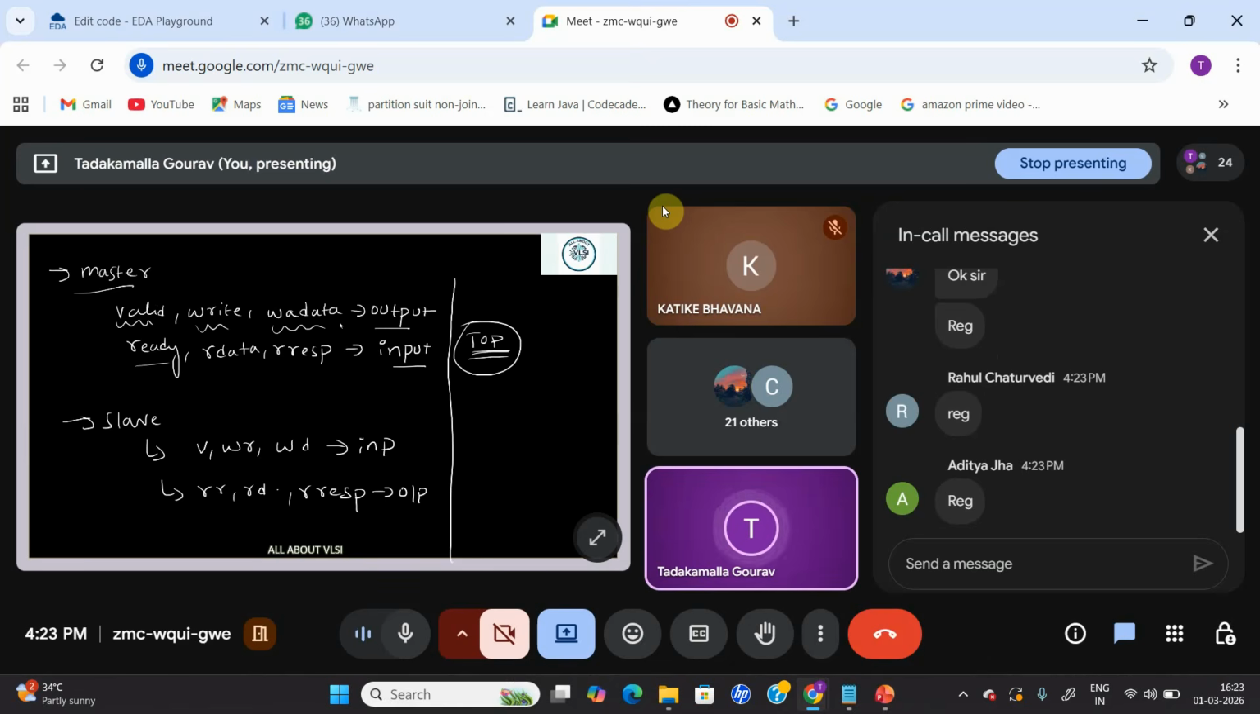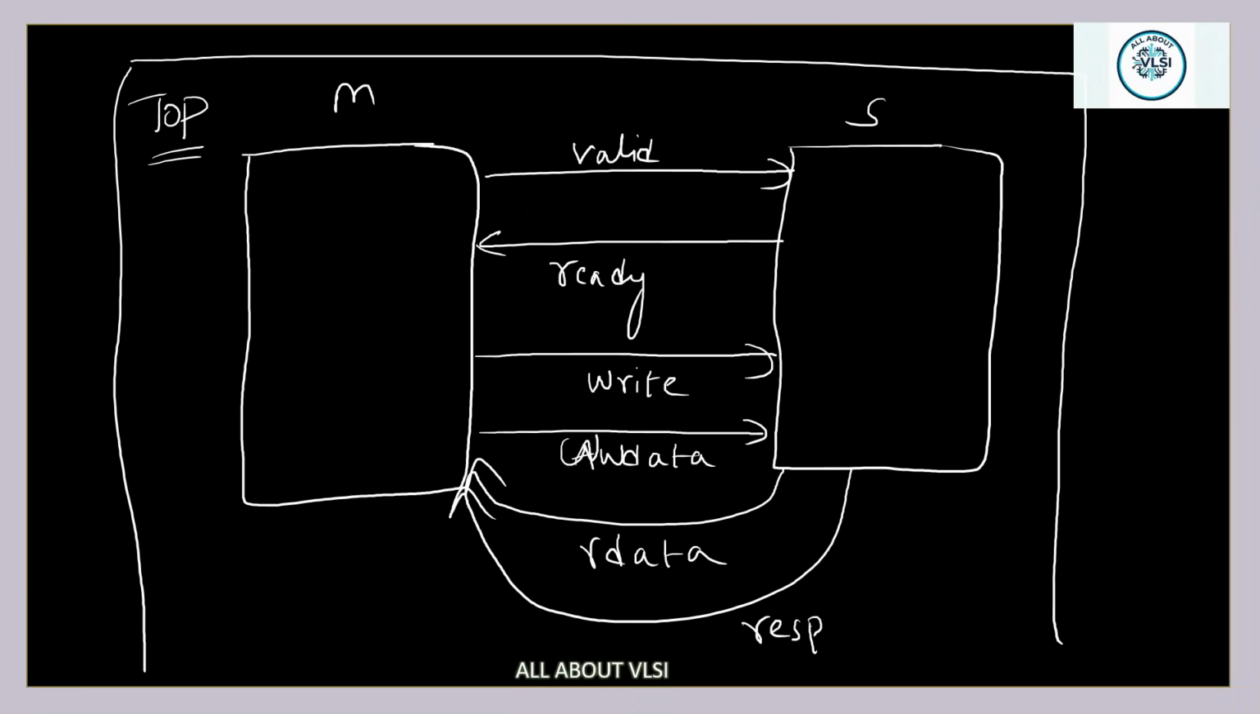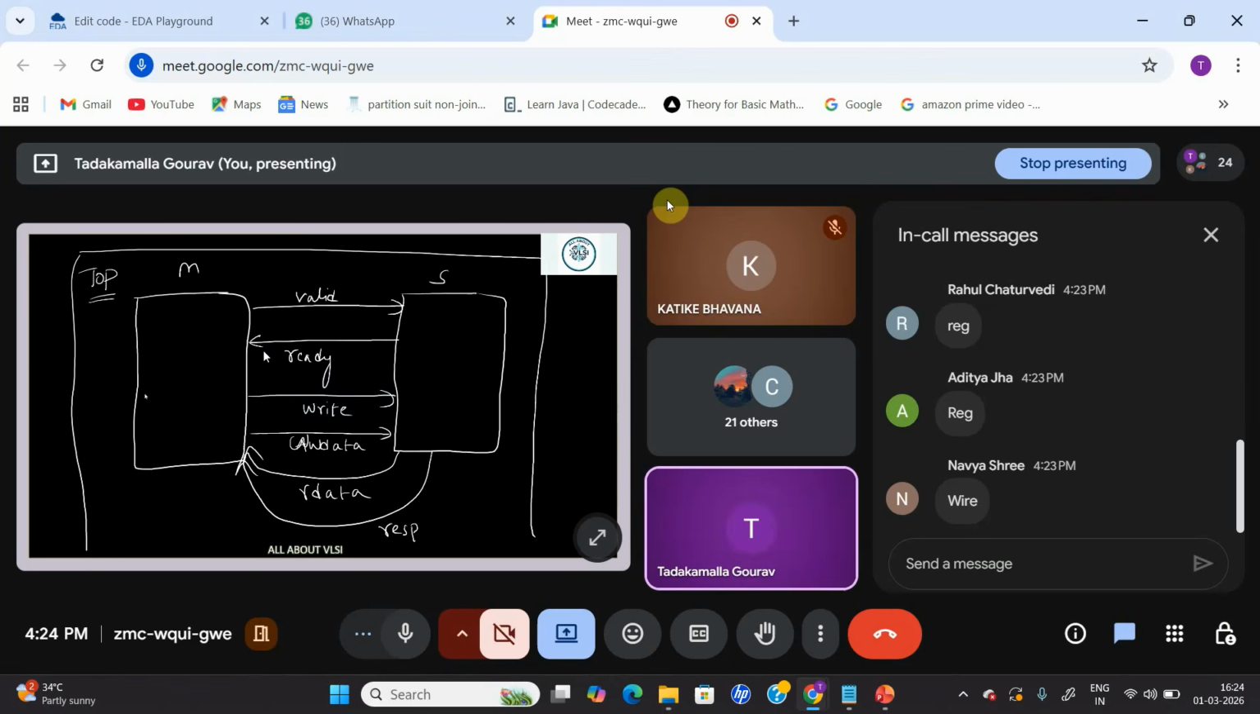Okay, so they are basically outputs to your master, right? And they need to be connected to your slave. And if you carefully observe the diagram also, you need to have this particular connection. Valid is being connected from master to slave. Now tell me, wire. Exactly.